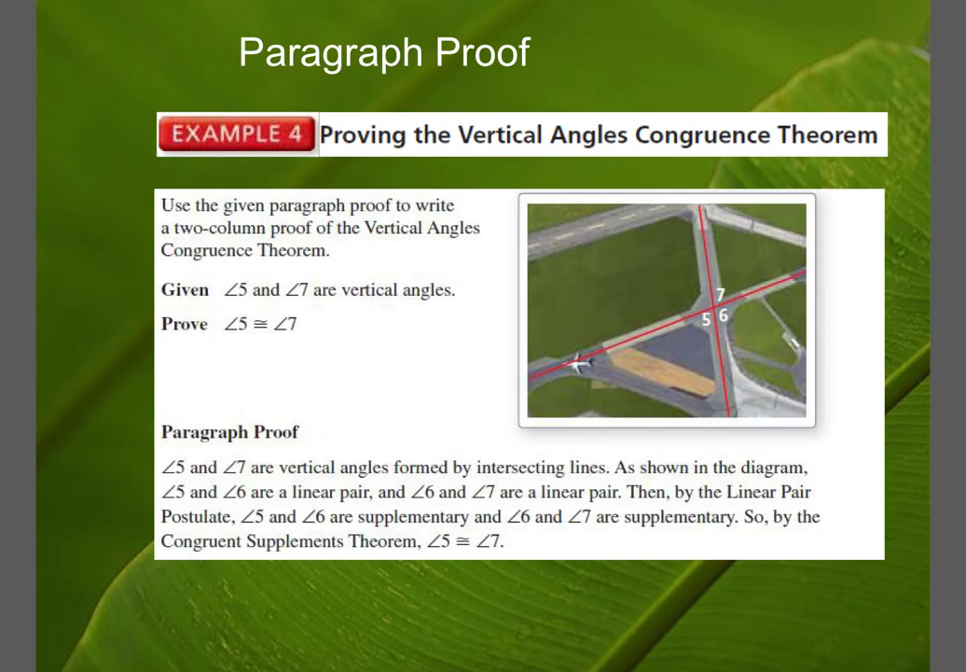All right, this is a paragraph proof. So remember the paragraph proof has all the words. It says use the given paragraph proof to write the two-column proof of the vertical congruence theorem. Given angles 5 and 7 are vertical angles, prove that angle 5 and angle 7 are congruent. And the paragraph is kind of like a plan for that proof.